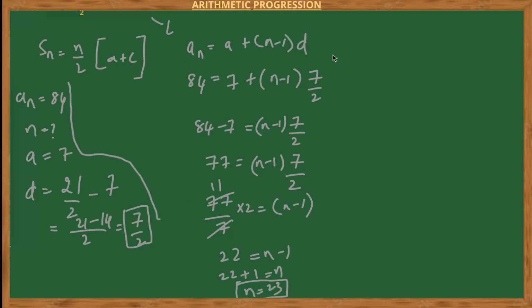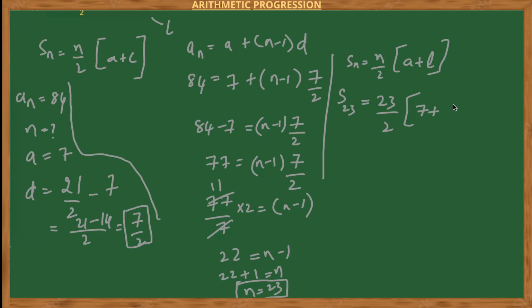Okay, so let me put it here itself. Sn is equal to N by 2 into A plus L. So N is 23, 23 divided by 2 into A. What is the value of A here? A is 7, plus L. What is L here? 84.